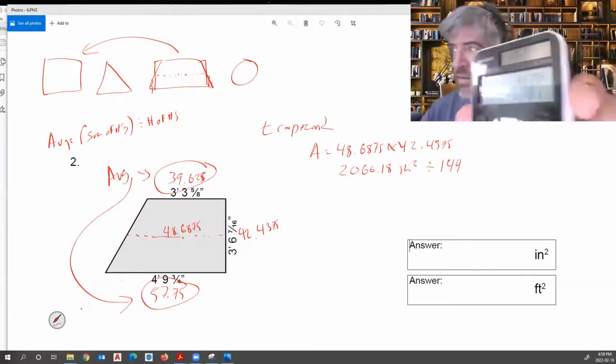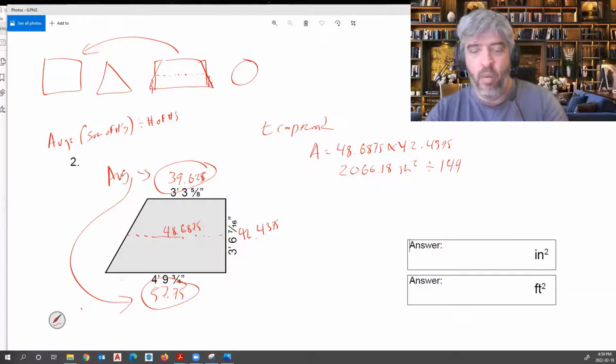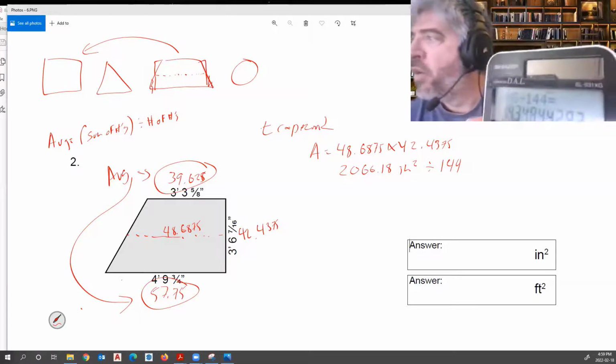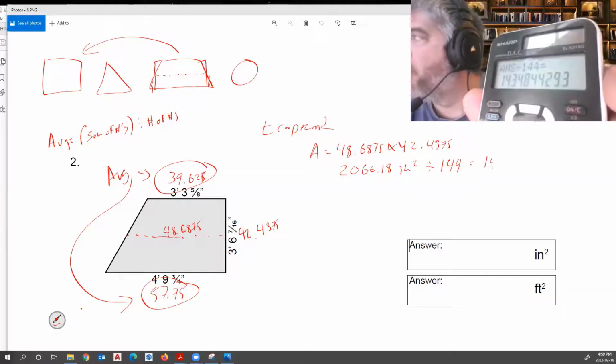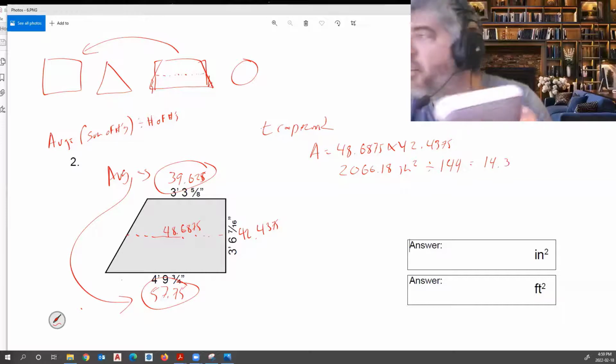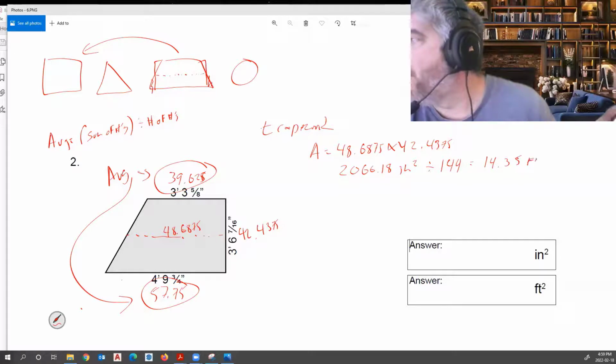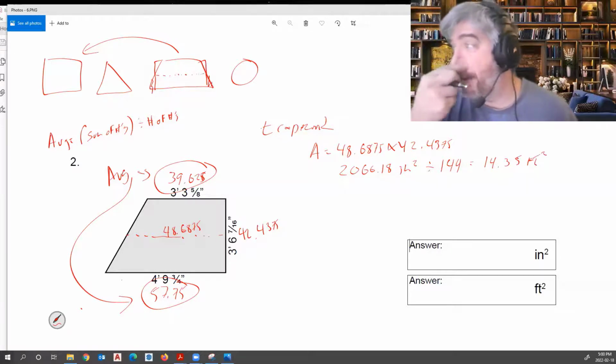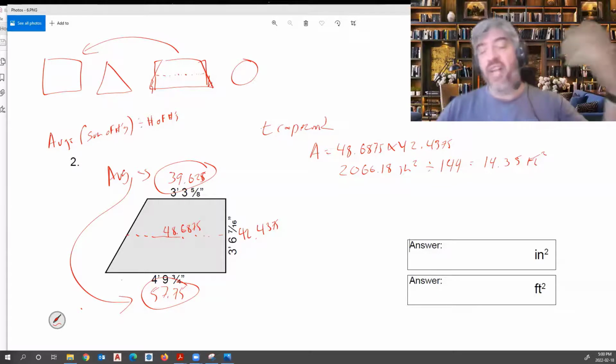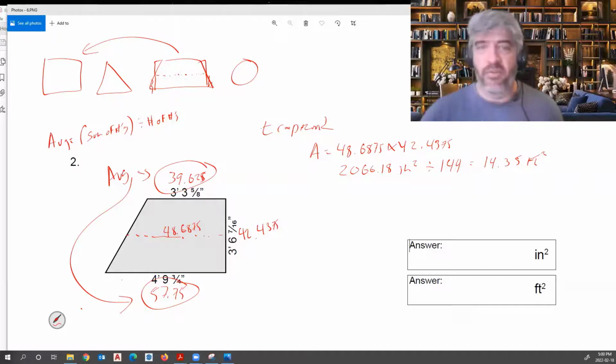So I'm going to take this value here and divide by 144, which gives me an answer of 14.35. And again, I'm rounding, and this is square feet. Okay, so it's either 2,066 square inches or it's 14.35 square feet.